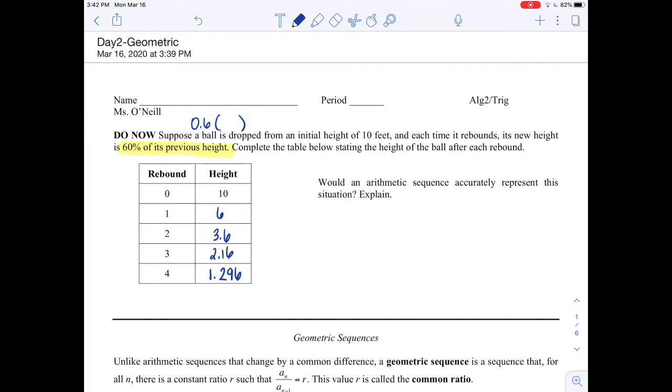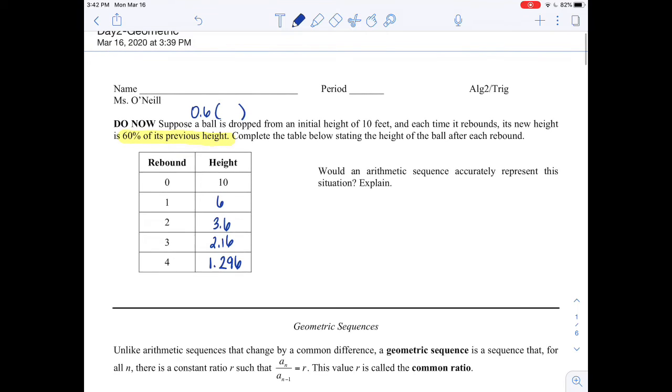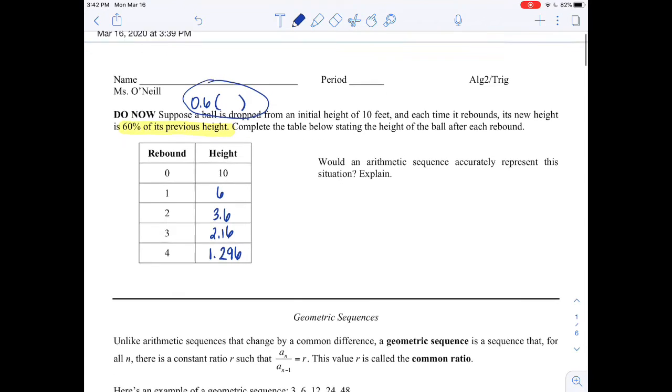Okay, so today we're going to be talking about geometric sequences. And I want to show you first how an arithmetic and a geometric sequence differ. If you take a look at this example, you're starting with a ball that is dropped from a height of 10 feet. Each time it rebounds, it comes to a height that's 60% of its previous height. Just so you're aware, to get 60% of something, multiply 0.6 times that and you'll get 60%.